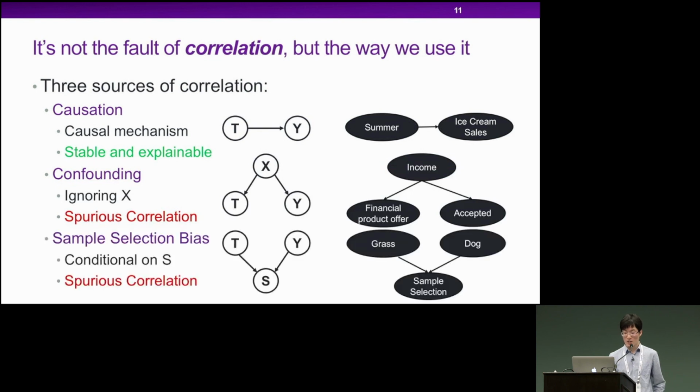Okay? So the third one is that correlation can be generated by sample selection bias.